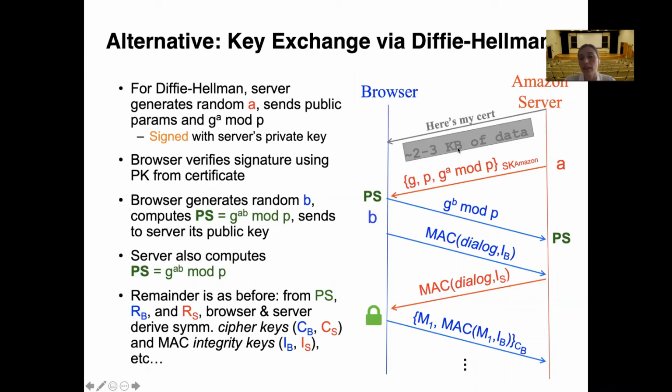So Ian is asking, do we generate both the cipher key and the MAC integrity key with the PS? Yes, we do that. We generate both of them from the PS, RB, and RS, both the symmetric keys for encryption and the MAC integrity keys. Nicholas, you raised your hand.